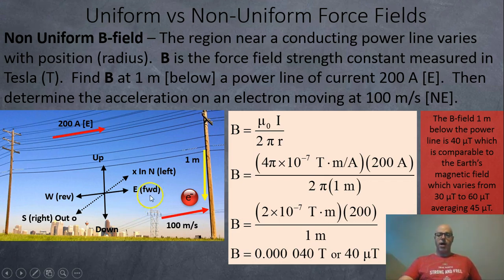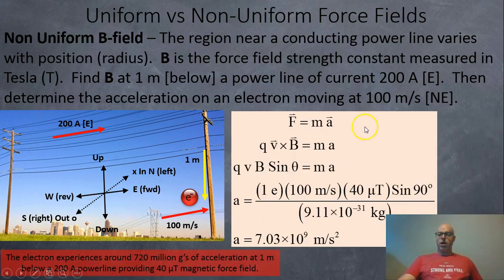So now we want to find out what happens to this electron moving at 100 meters per second, heading east. Also notice here, if you're trying to draw three-dimensionally, sometimes it's easier not to. X means going into the paper, and O means coming out. So in this case, we get up, down, east, forward, west, reverse. Coming out of the paper or the page is south, and going in would be north or left.